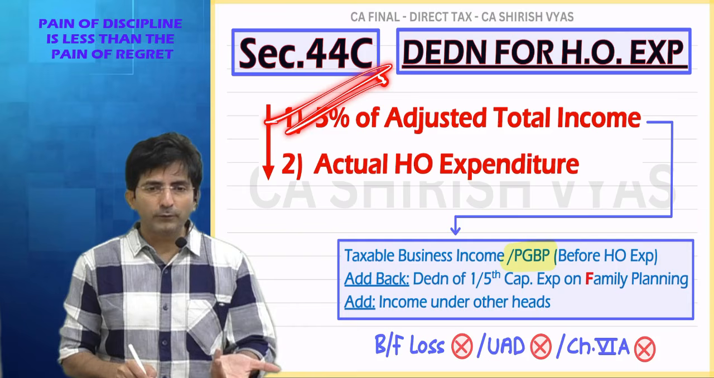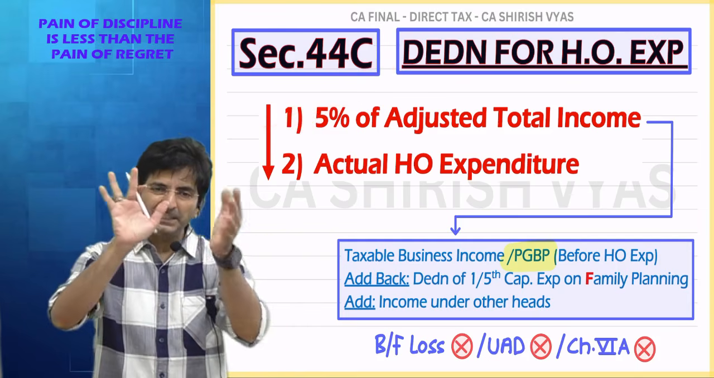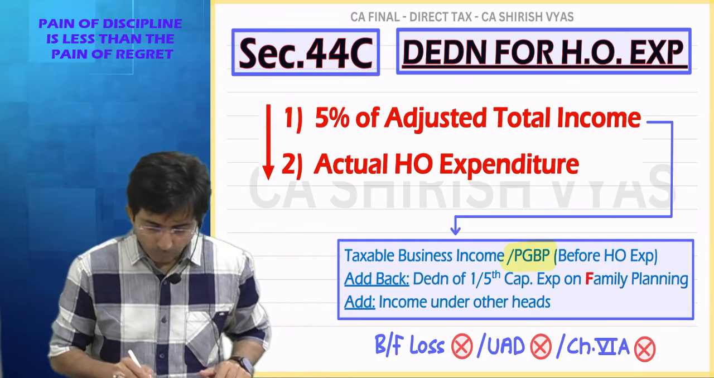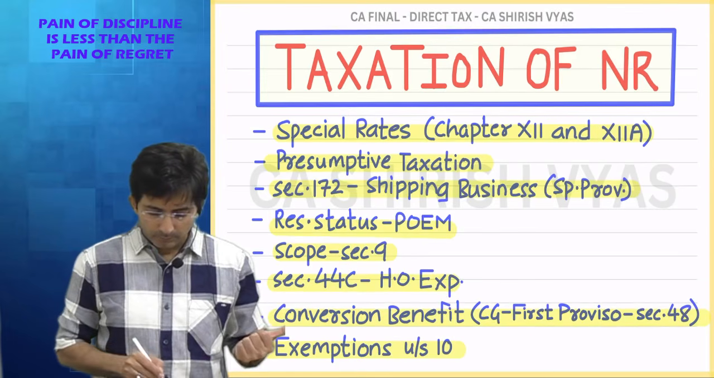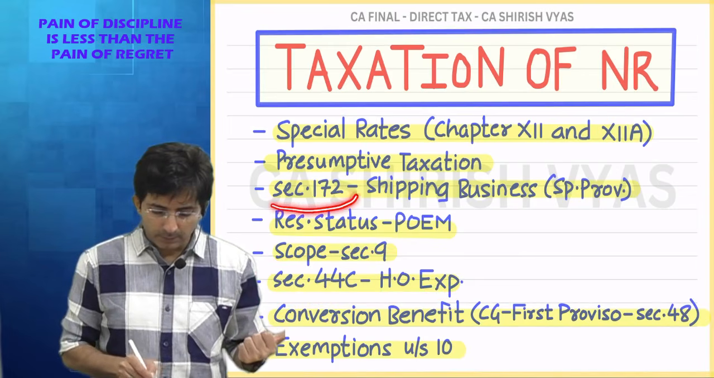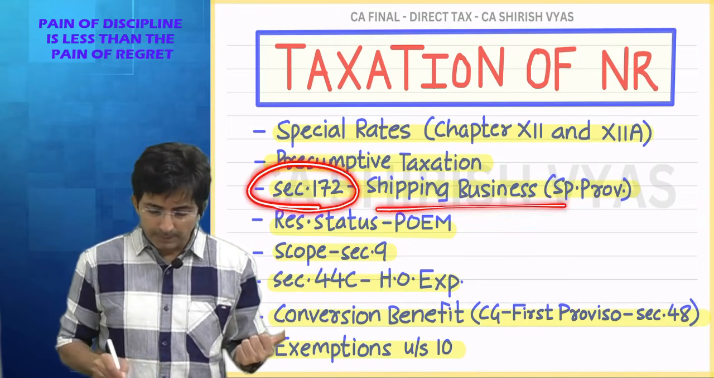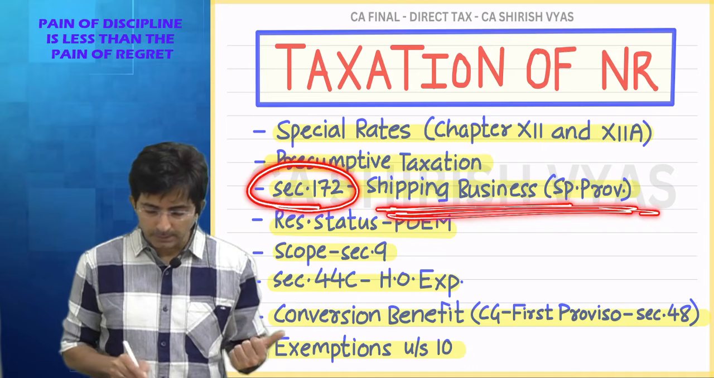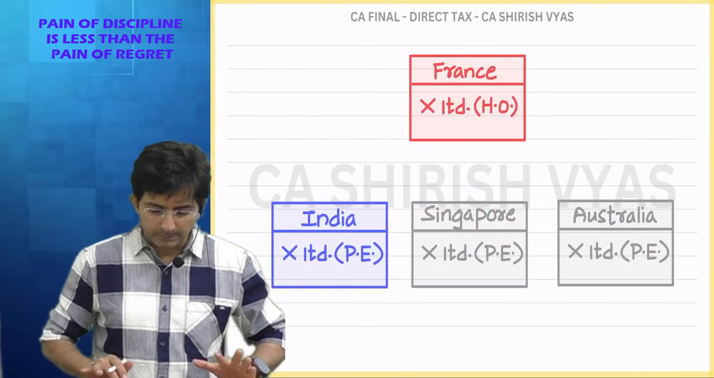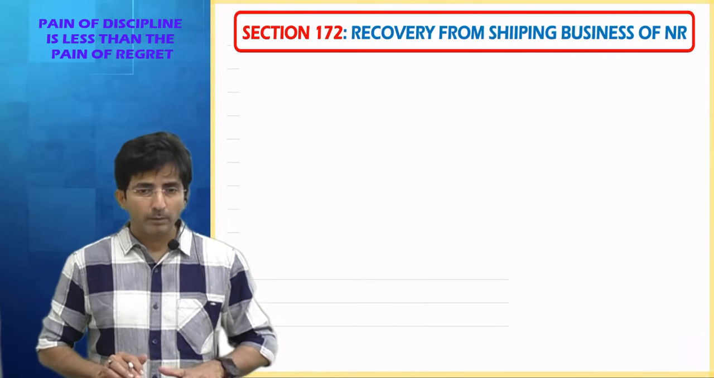And since 44C means it will be basically small PGBP type question only. Okay. Then look here. 44C is done. Next is section 172, special provisions for shipping business. Look at this.